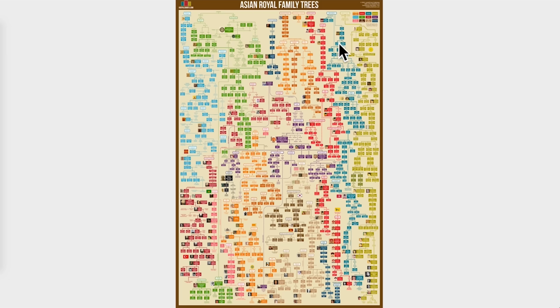On this chart, the Korean monarchs are shown in blue and are located between the Chinese emperors, shown in red, and the Japanese emperors, shown in yellow.